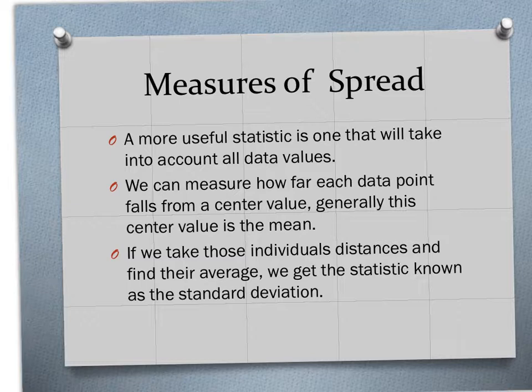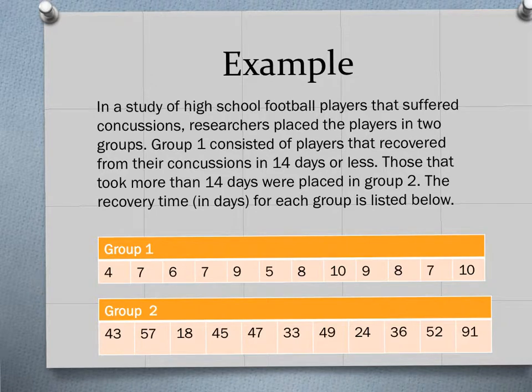So we're going to go ahead and find that value now through this example. This example says, in a study of high school football players that suffered concussions, researchers placed the players into two groups. Group 1 consisted of 14 players that recovered from their concussion in 14 days or less. Those that took more than 14 days were placed in Group 2. The recovery time in days for each group is listed below.